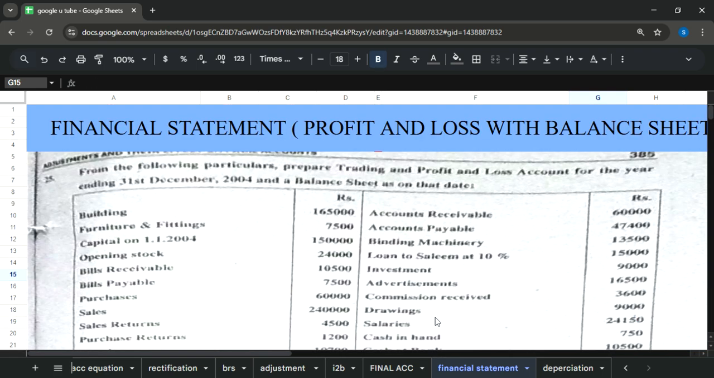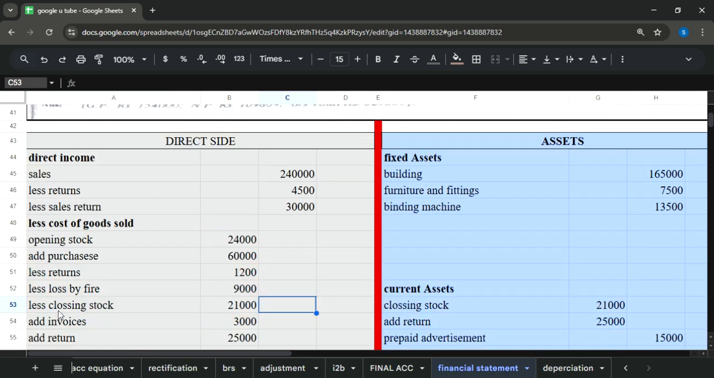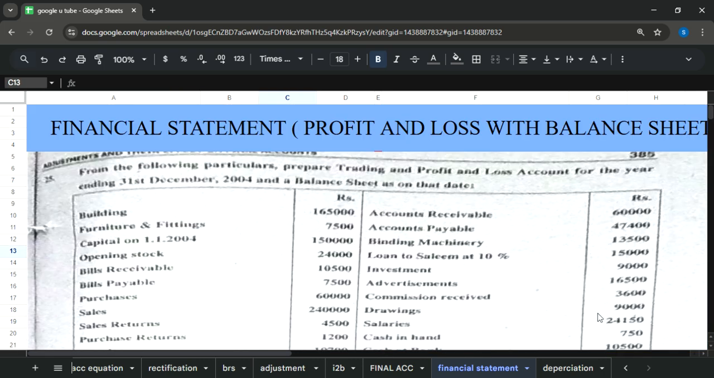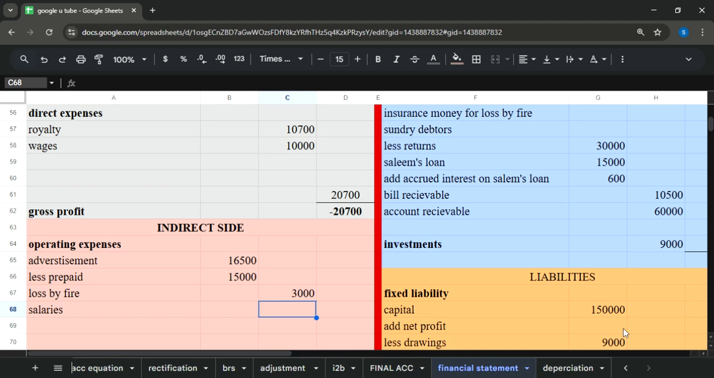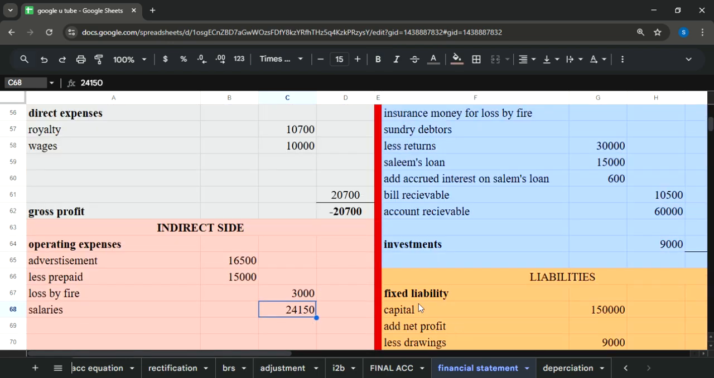After drawings we have salaries. Salary is part of operating expenses, and here you will mention salaries, the amount of which is 24150. Salaries entered. Next, cash in hand is your current asset.